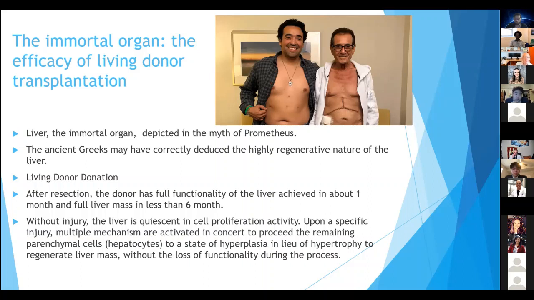And so we see that after resection, the donor has around full functionality of the liver achieved in about 1 month, and actual full liver mass in even less than 6 months for some people. This is due to multiple redundant pathways built into the liver that facilitate cell proliferation upon injury. Without injury, the liver is pretty quiescent in cell proliferation activity. But upon specific injury, all of these different redundant pathways get activated to maintain regeneration to a certain extent, without the loss of functionality during the process as well.